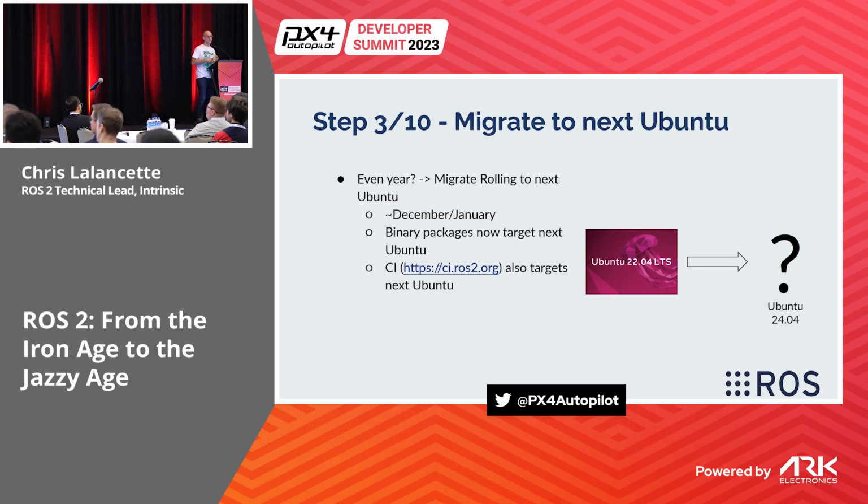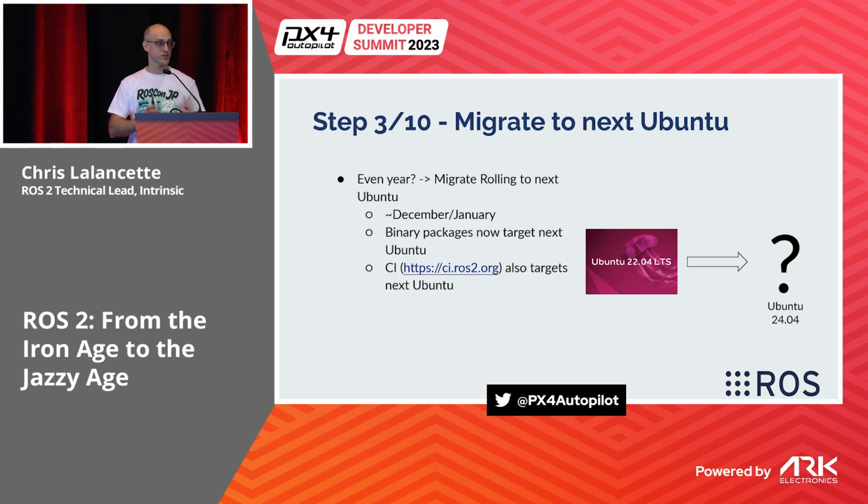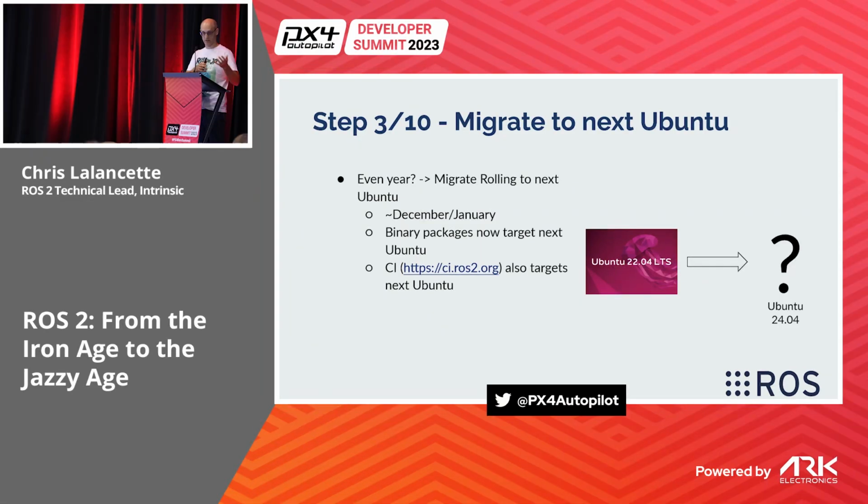This is an important step, the migration to the next Ubuntu. So this only happens on even years, right? We only do an update onto LTS Ubuntus, which are supported for 5 years, and that happens on even years. So as soon as the next Ubuntu alpha packages are released, in about December, maybe January timeframe, we will transition rolling onto that new distribution. And since Ubuntu is our primary platform, that's the most important migration we do. So we'll get the binary packages over so you can install ROS rolling on Ubuntu 24.04, and of course all our CI will also move over.